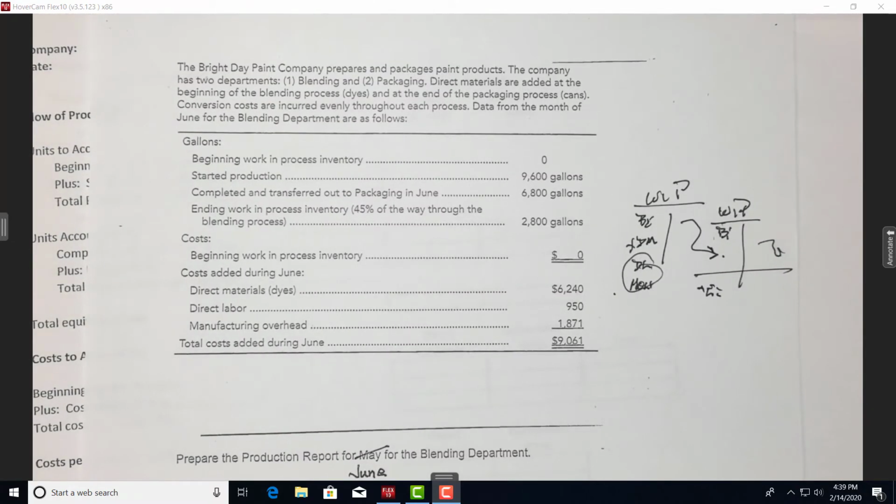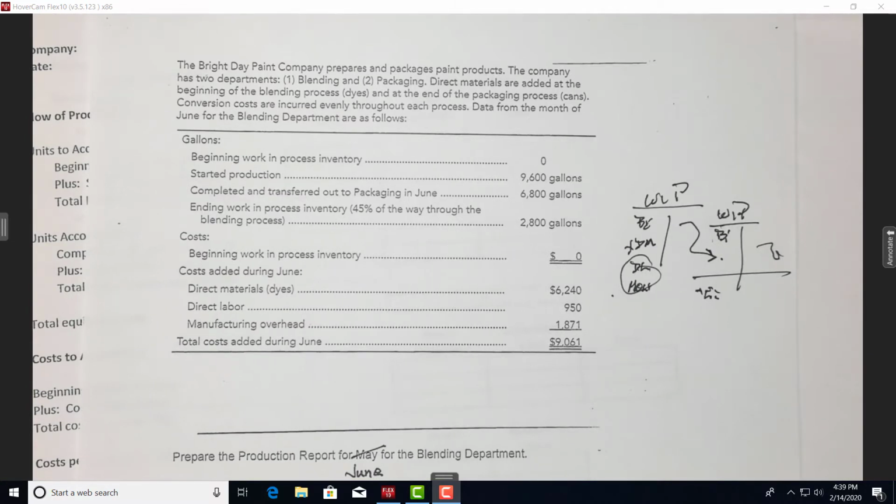In any case, the company has the blending and the packaging. Direct materials are added at the beginning of the blending process, dyes, and at the end of the packaging process, cans. Conversion costs are incurred evenly throughout each process. Data for the month of June for the blending department is as follows. So we're talking about the blending department.